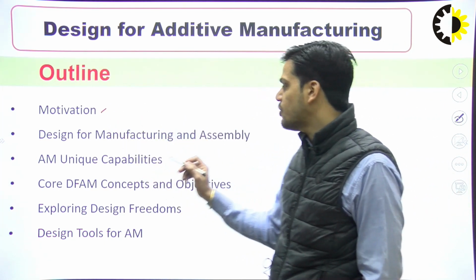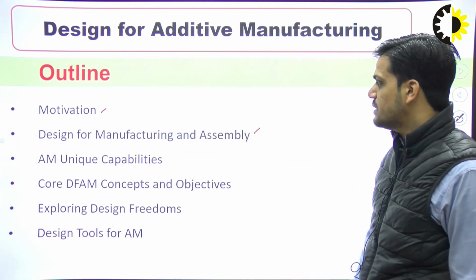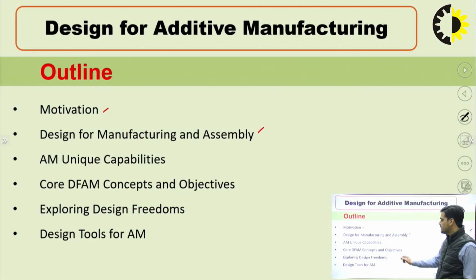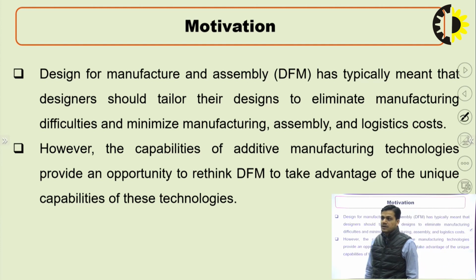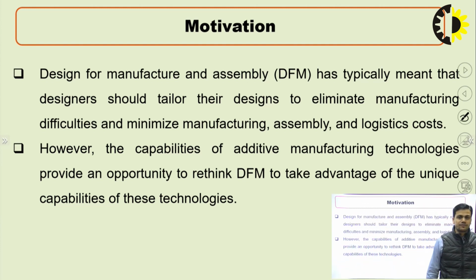The first one is the motivation. Second is the design for manufacturing and assembly. Then AM unique capability, then core concept and objective, exploring design freedoms, and the design tools for AM. So let us start with the motivation, meaning what motivates us to study this topic. Okay, what motivates us for this design for additive manufacturing, because this is not included in our syllabus.